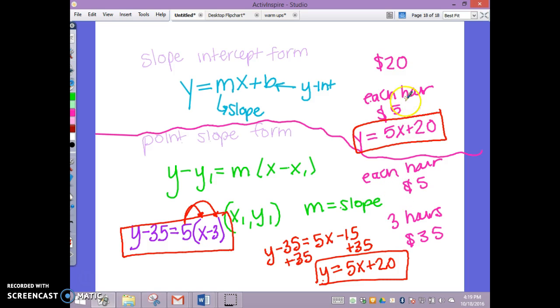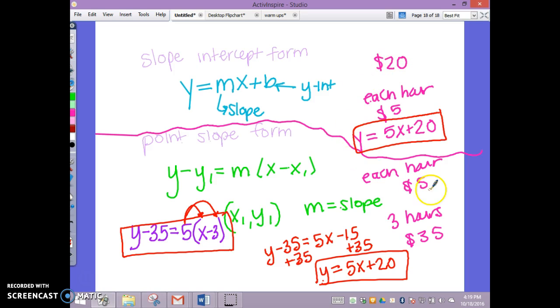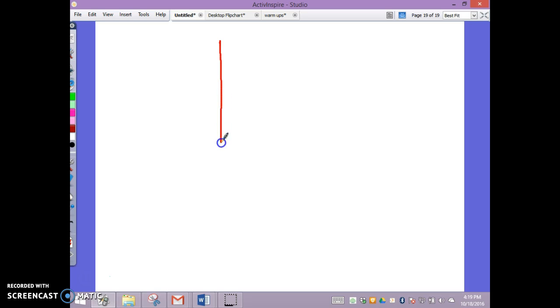So it's easier to use slope-intercept form when you're given a slope and an intercept. If you're not given that intercept, then you can just use a point that you are given to write the equation. So let's look at an example.